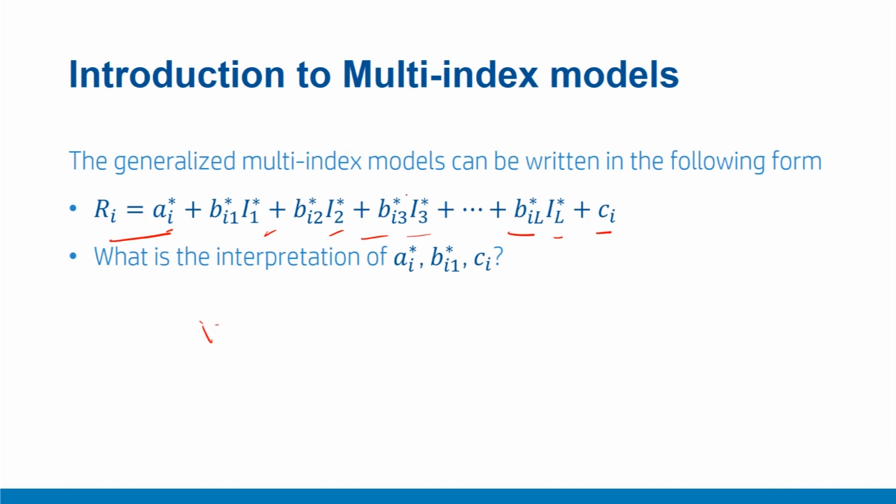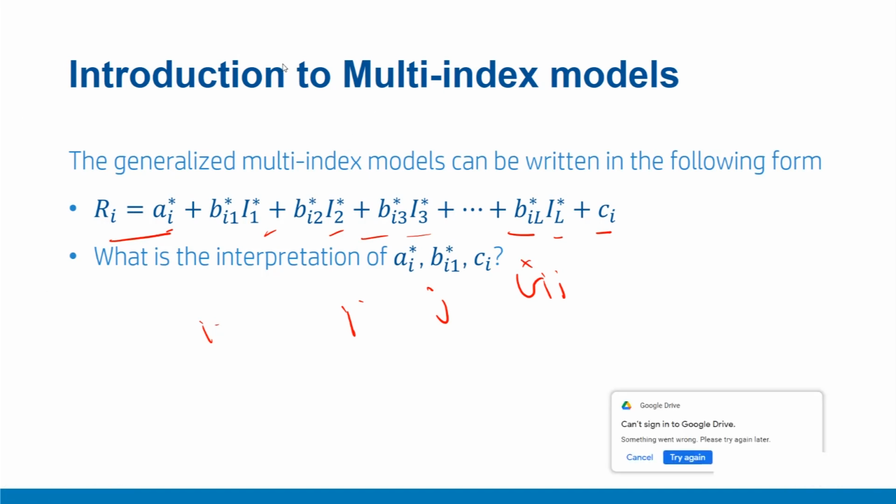Bij star is a measure of sensitivity of stock i to changes in index j, and that is why it is noted as Bij star. Bij star has the same interpretation as that of beta i. It is a measure of sensitivity of the return of stock i to changes in index j, and it has the same interpretation as that of beta i in the case of single index models.